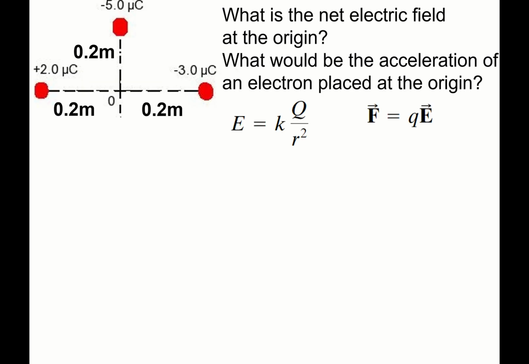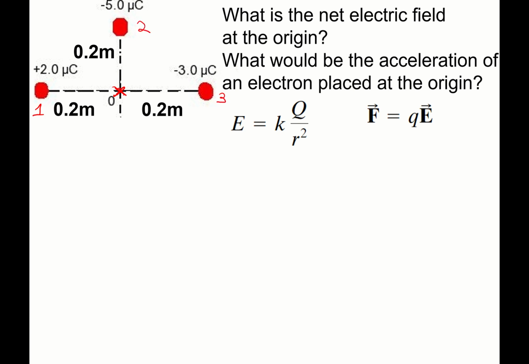All right, so let me do a quick question. So what's the net electric field at the origin? So remember, it's going to be vectors. I'm going to have to add them together. And what would be the acceleration of an electron that's placed at the origin? So what I want to know is, what is my net electric field at this position here? So let me first start off. Let me number these so we can talk about them. So I've got field 1, field 2, and field 3.